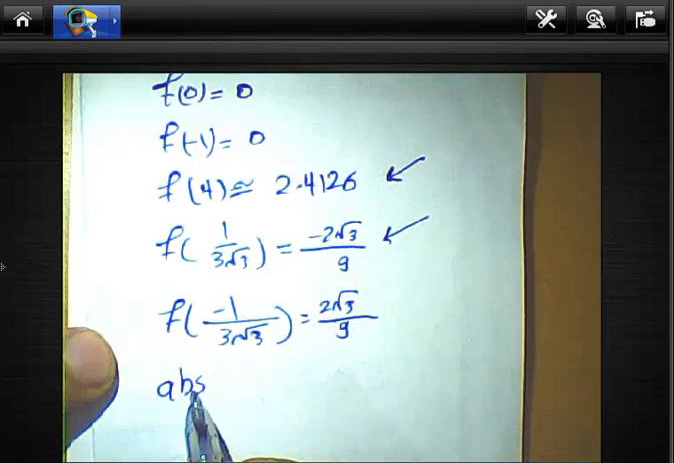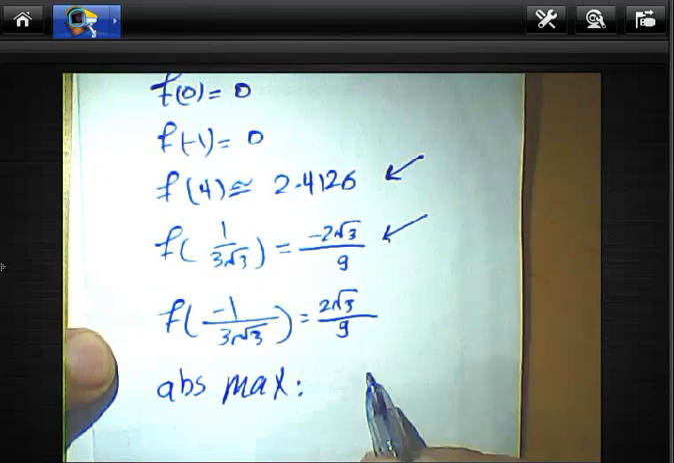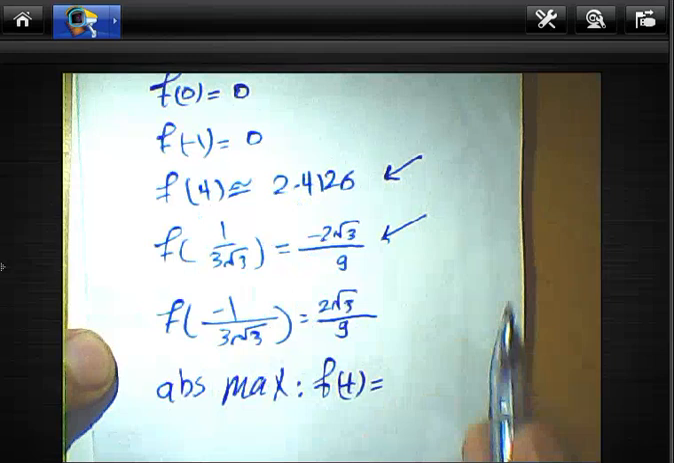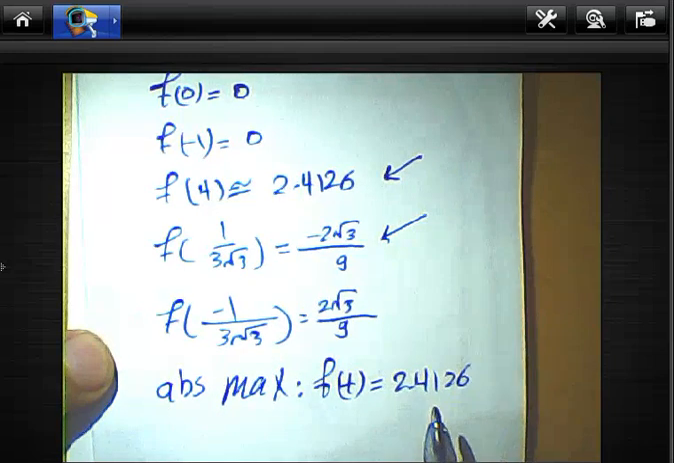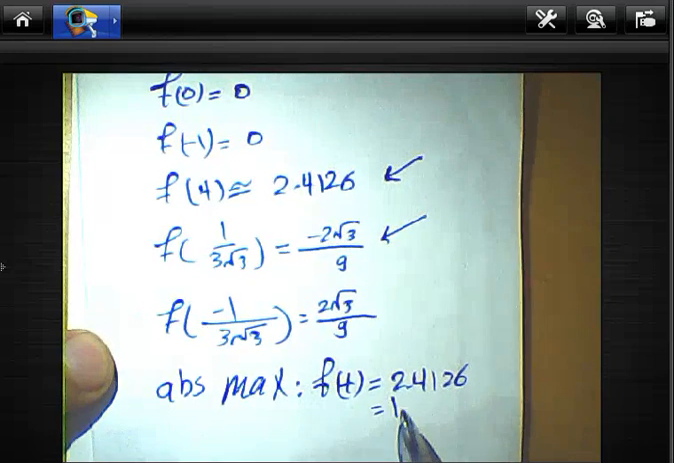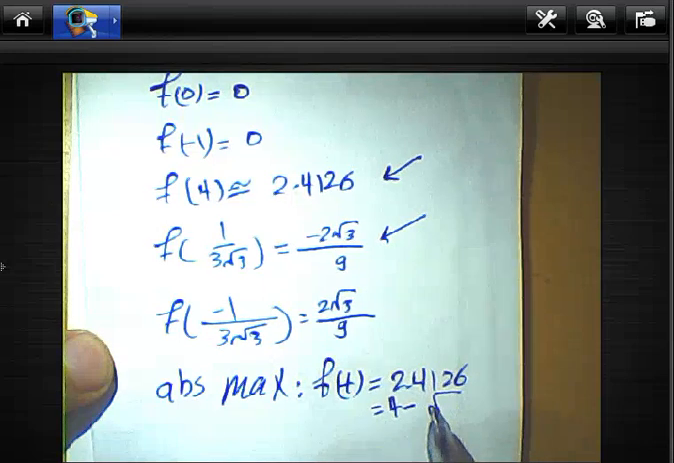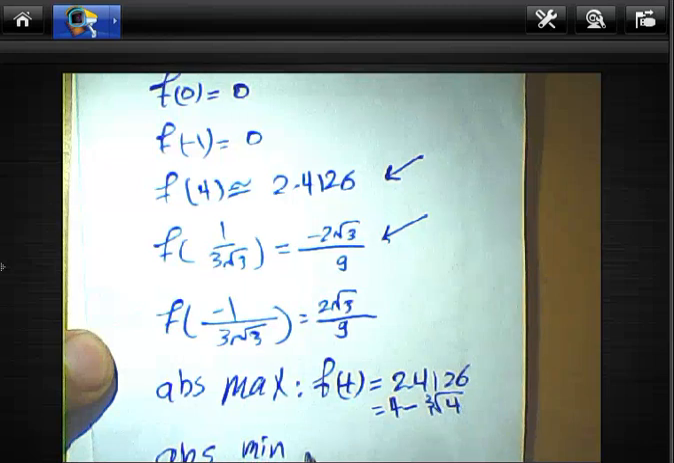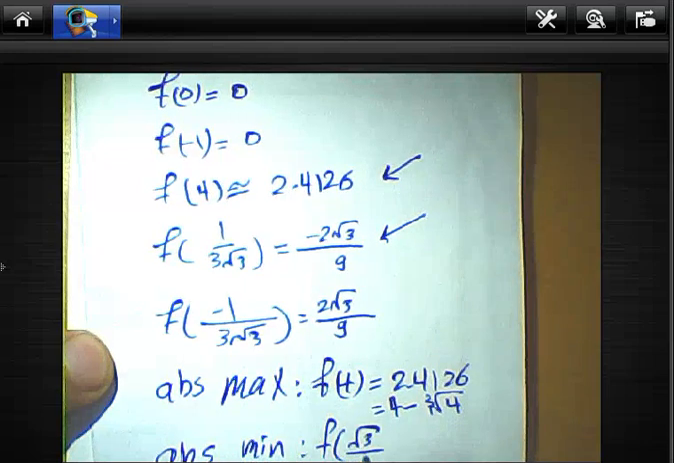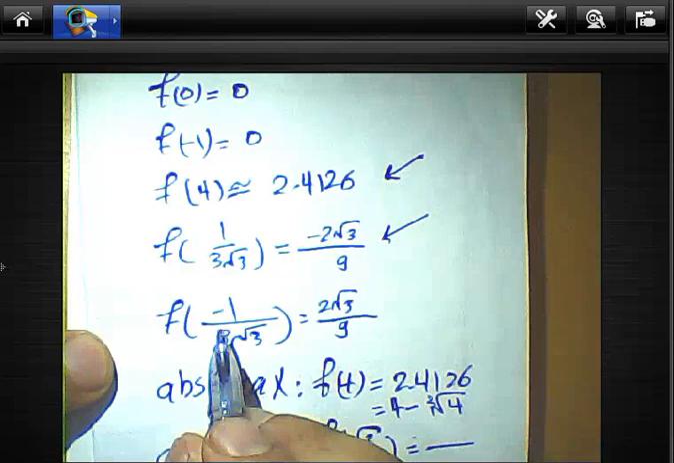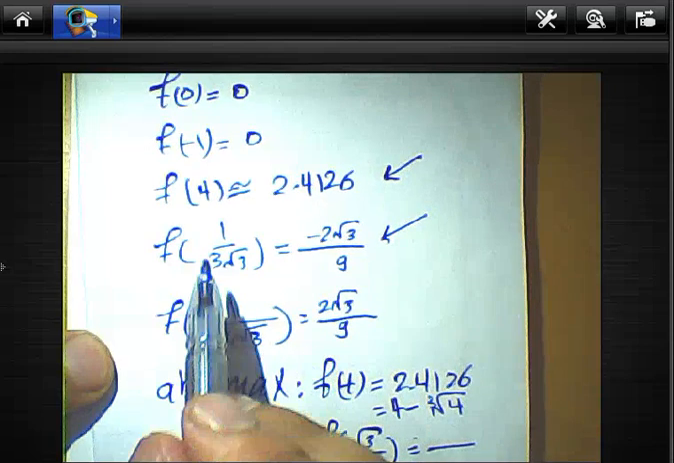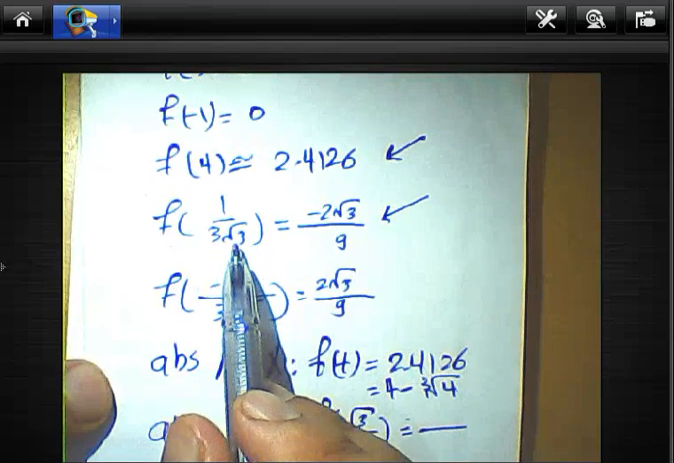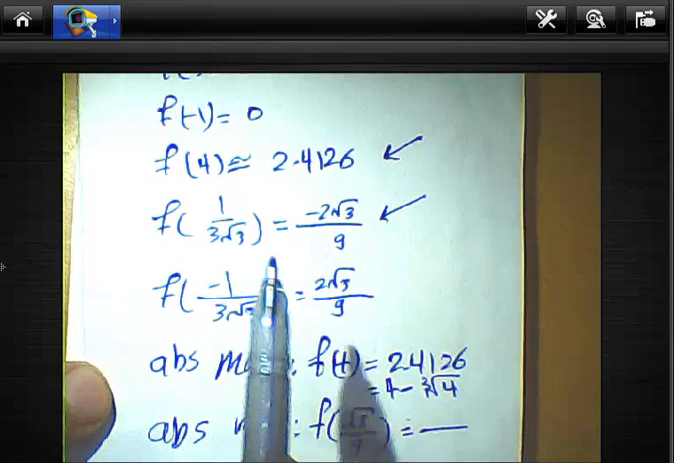So the absolute max will be f of 4, which equals 2.4126. It was 4 minus the cube root of 4. Okay, and the absolute minimum will be f of root 3 over 9, which equals root 3 over 9. It was here 1 over 3 root 3, meaning root 3 over 9. You can multiply by root 3 on the numerator and denominator, so the result will be root 3 over 9.